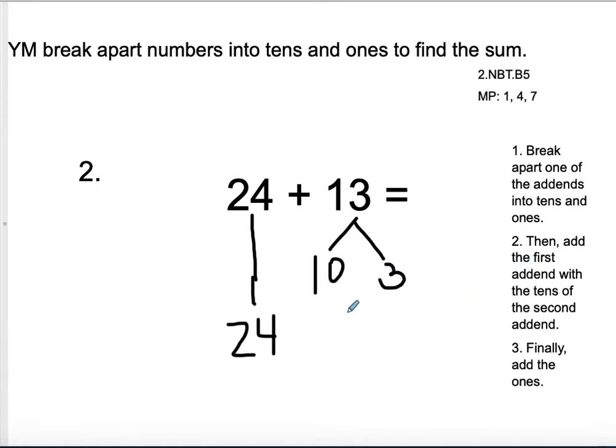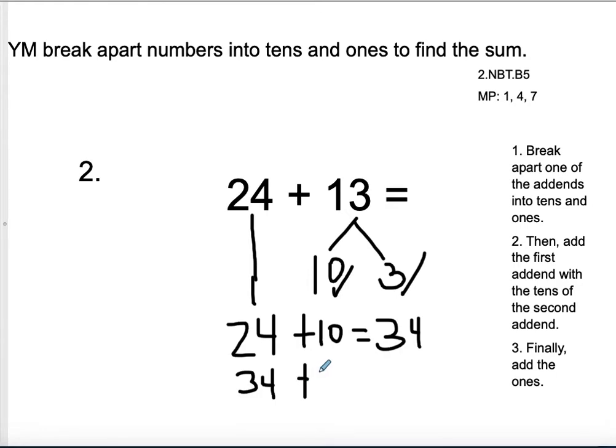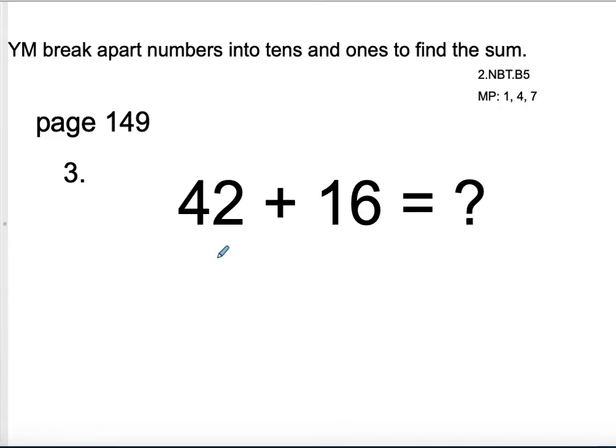Now I'm going to add the first addend with the tens. 24 plus 10 equals 34. So I added the tens. Now I need to add the ones. 34 plus 3 equals 37. So 24 plus 13 equals 37. Now it's your turn to try. Pause the video.